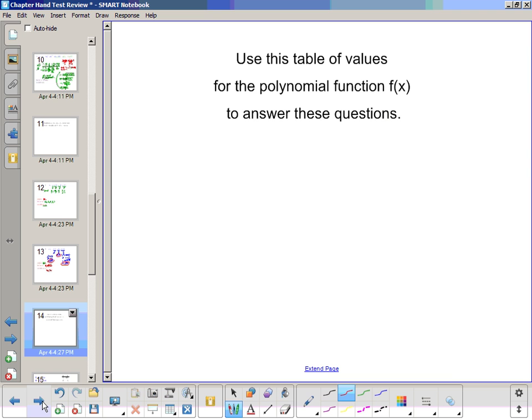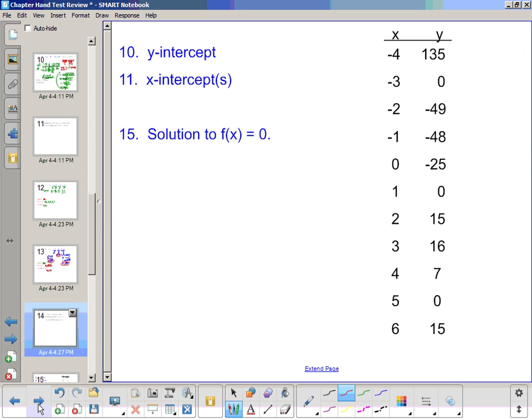Now for this last one, we don't know the equation, but we've got a table of values. And we had several questions, and I would first like to do numbers 10, 11, and 15, and then we'll look at the other ones in a moment.